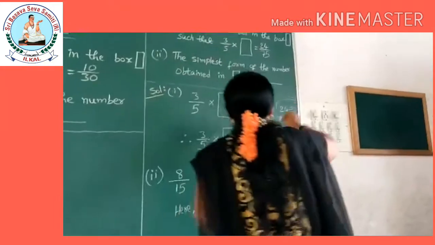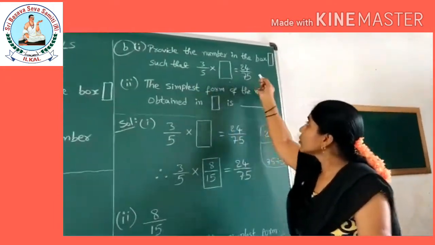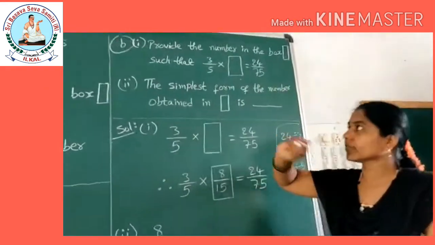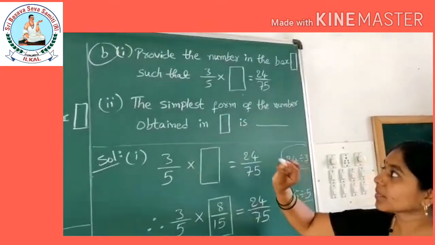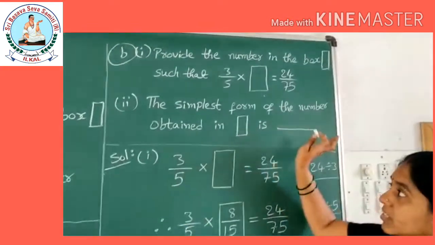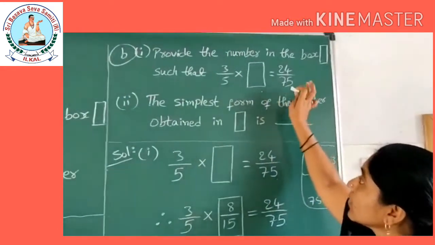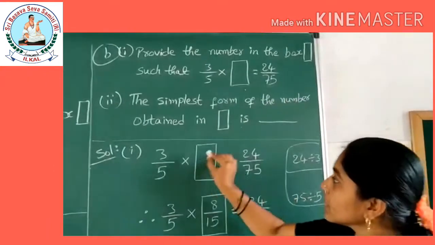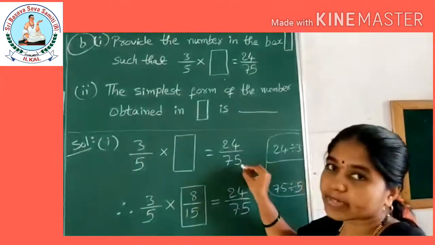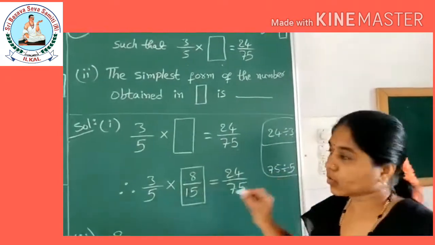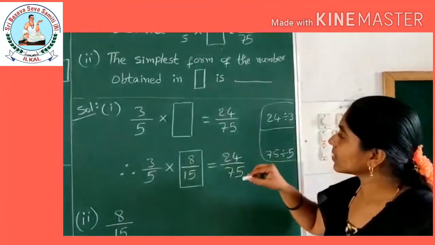Next one. Obtain the number in the box such that 3 by 5 into dash is equal to 24 divided by 75. The simplest form of the number obtained in the box is dash. First 3 by 5 into dash is equal to 24 by 75 we will take. In this, 3 eights are 24, children. In the 5 table, when will we get 75? 5 into 15. 3 eights are 24, 5 into 15 gives 75. You can write like this.